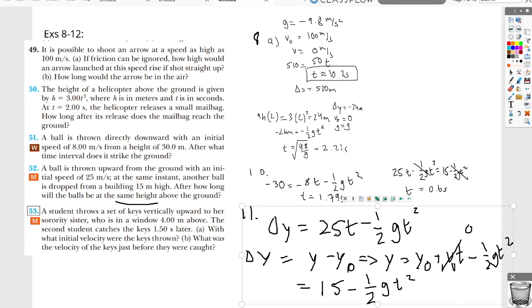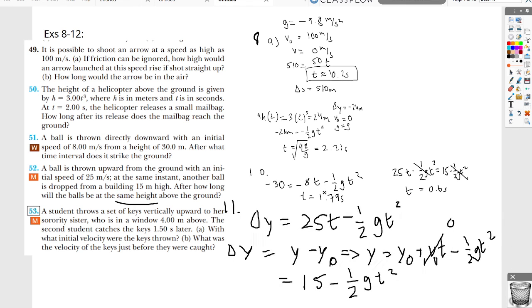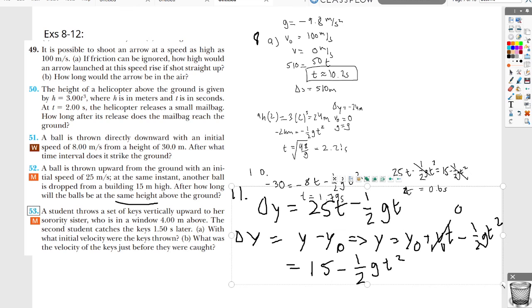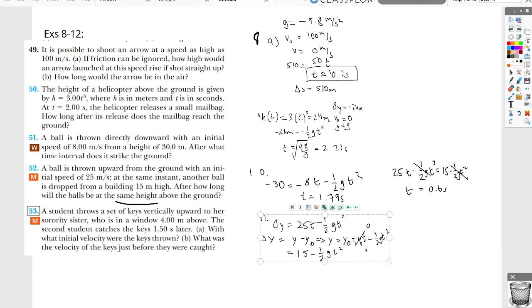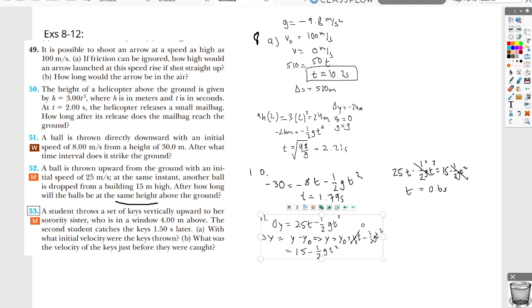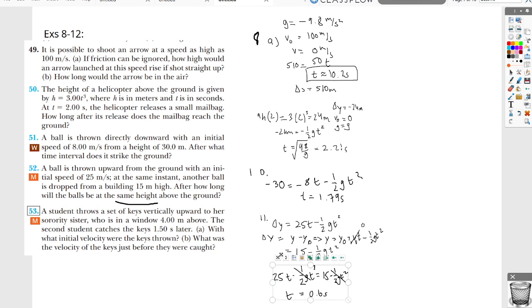A student throws a set of keys vertically upward to her sorority sister, who is in a window 4 meters above. The second student catches the keys 1.5 seconds later. With what initial velocity were the keys thrown? What was the velocity of the keys just before they were caught?